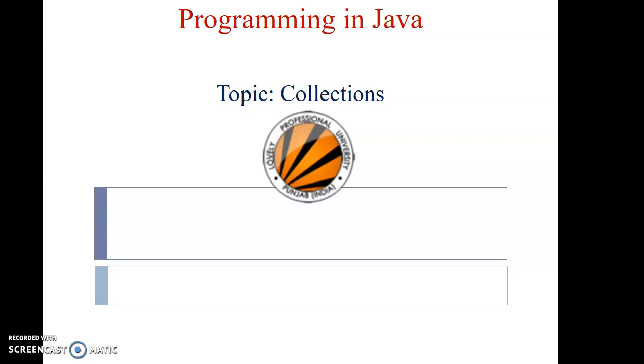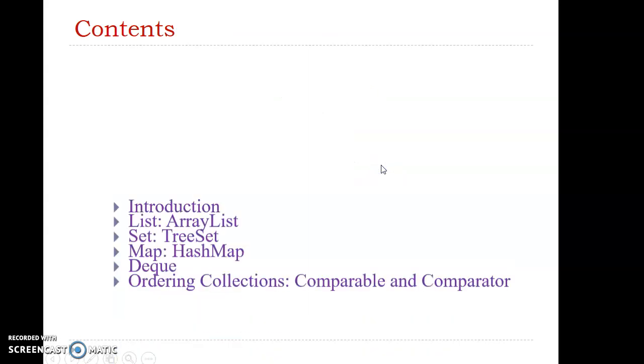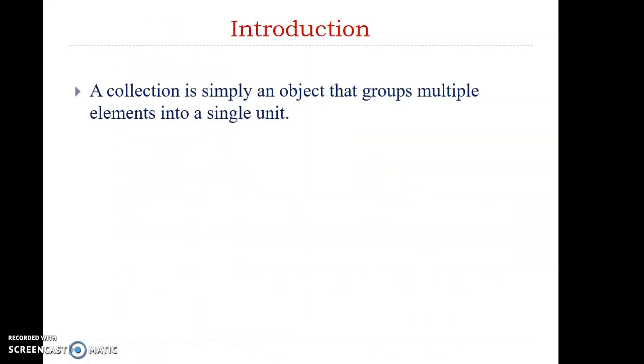Okay. Today we are going to start the topic of collection. It's the last topic from our Java syllabus. Collections, as per the name, means an object which is going to store different kinds of values in one cell, or you can say one object. So in Java, collection is actually nothing but an object.